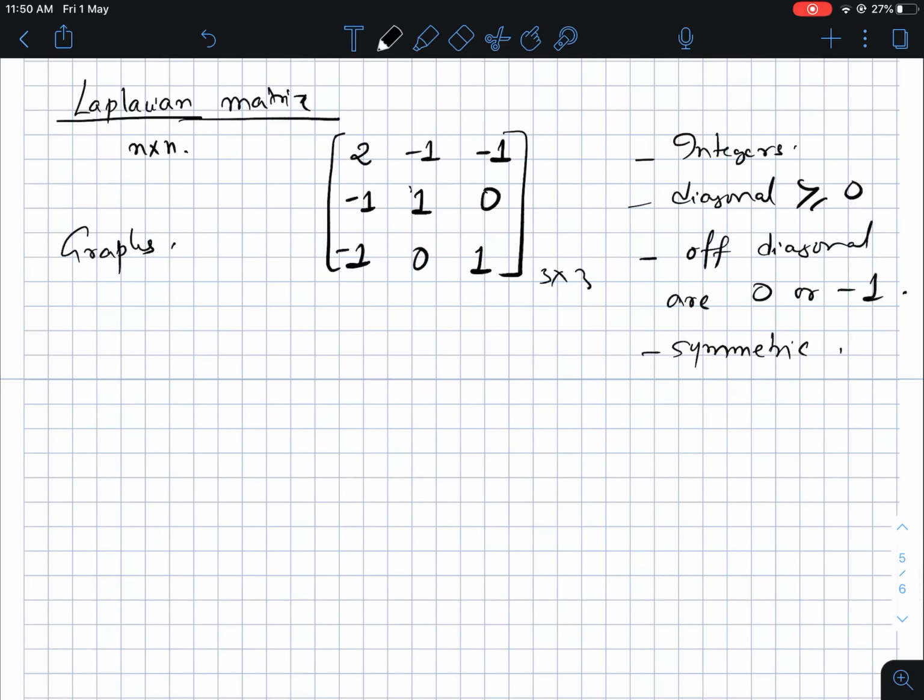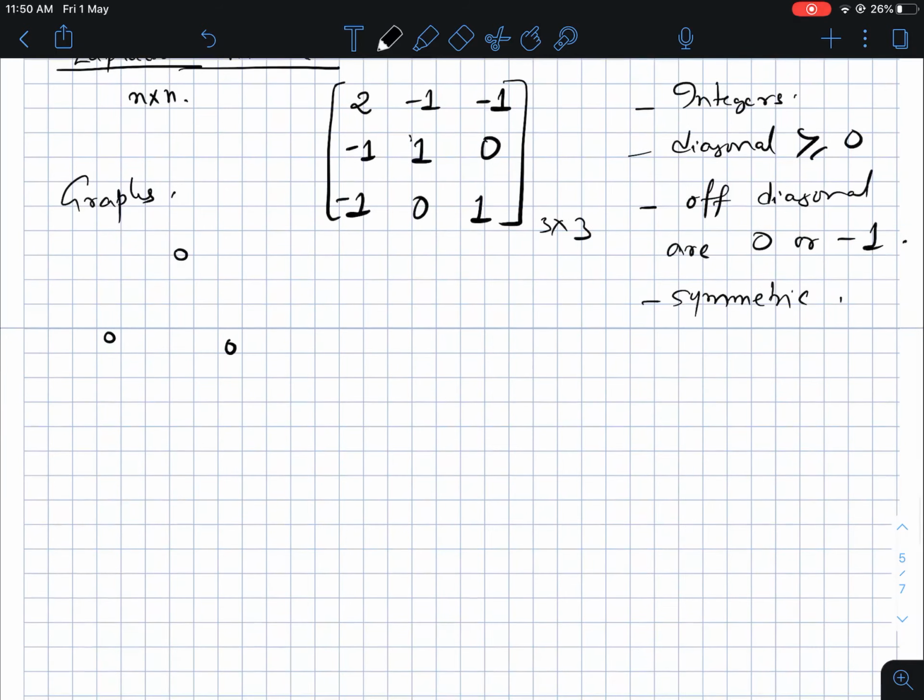So if a 3x3 Laplacian matrix corresponds to a 3-node graph. Okay, so a graph is basically a set of nodes and connections that are called edges, right? All of you have come across graphs in some context or the other, right? So here you have node 1, node 2, node 3. So let's say this row corresponds to node 1, this row corresponds to node 2, this row corresponds to node 3. Okay, so in a Laplacian matrix, the minus 1s denote the edges.